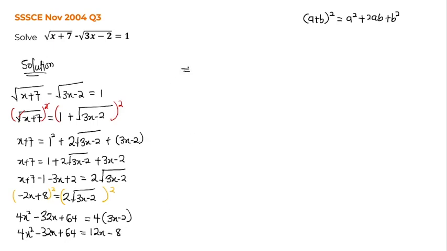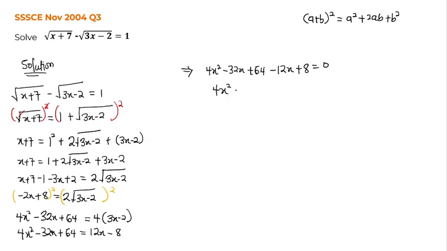So from here, let me continue. I have 4x squared minus 32x plus 64. Then I bring the negative 12x to the other side, it becomes negative 12x. Then I also send the negative 8 to the other side, it becomes positive 8 is equal to 0. So I only have one x squared term, so I maintain that 4x squared. I have here negative 32x and negative 12x.